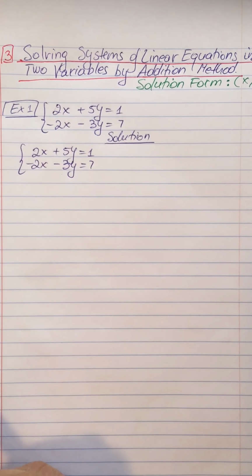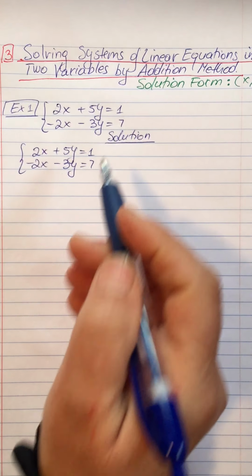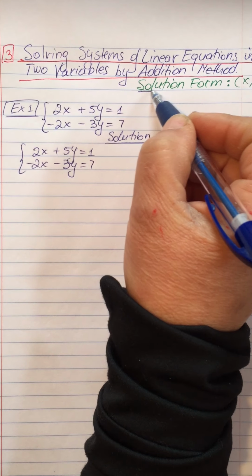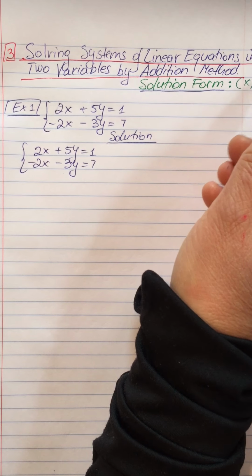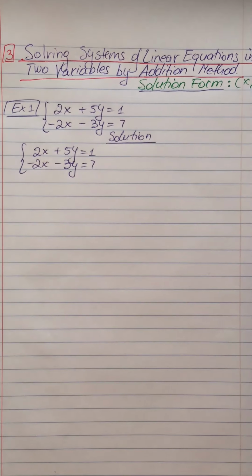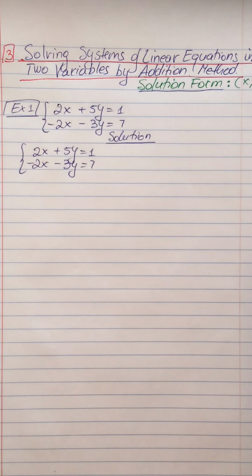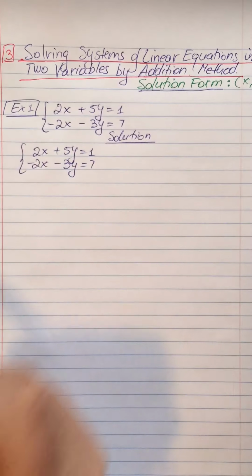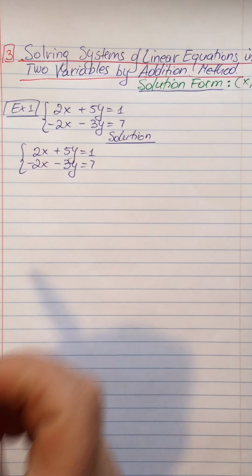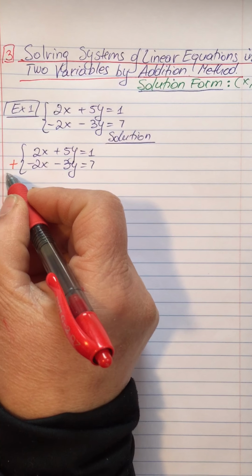Solving systems of linear equations in two variables by addition method. As always, let's recall the solution form, which is (x, y), x in the first position and y in the second position. Now, the idea of the addition method is that if we add the equations of the system, one of the variables will be eliminated. So let's look at problem 1 and do what the method says.